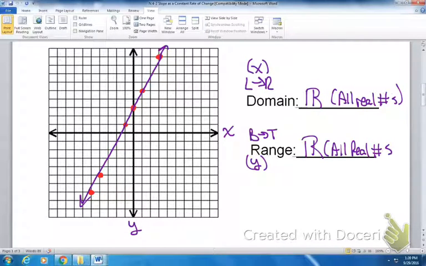All right. So be careful when you're plotting your points. Take care when you do it, or you will lose points. Let's go to the next page.